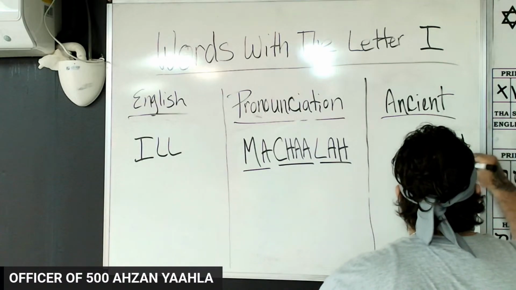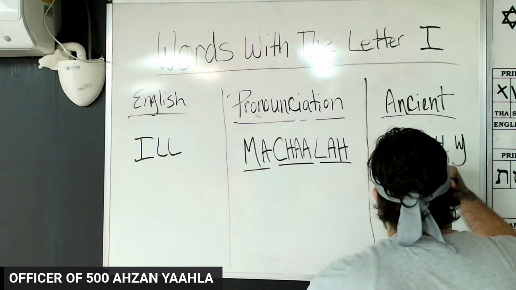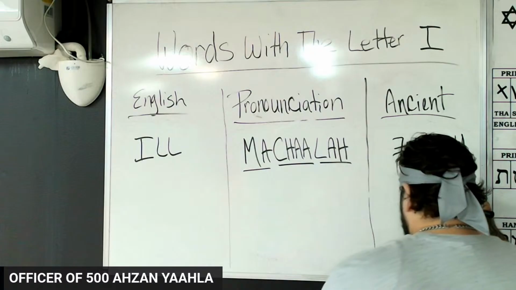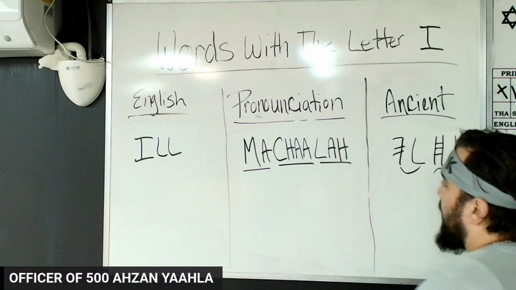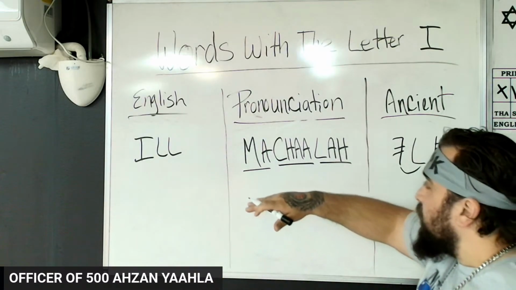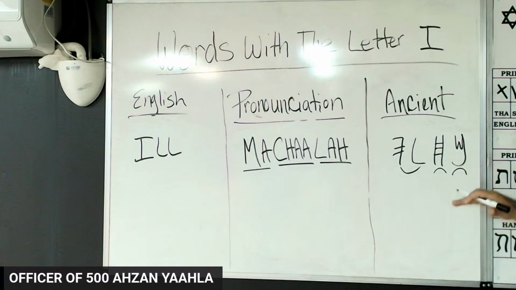All right. Connectors. Ill in the English, being sick or having the flu or a cold, in the ancient Hebrew is ma ka la. And ma ka la in the ancient, right to left, ma ka la. All right. And ma ka la is being ill. I pray everybody got that.